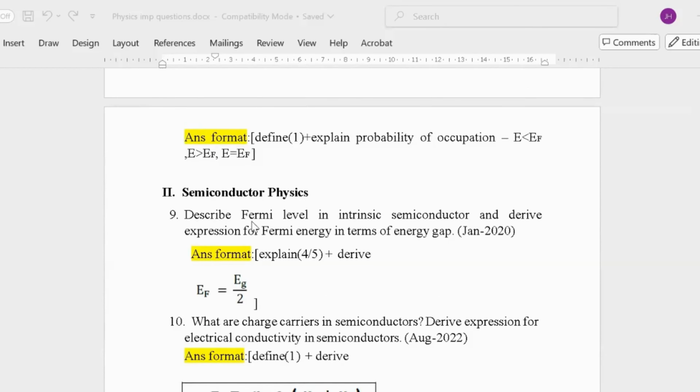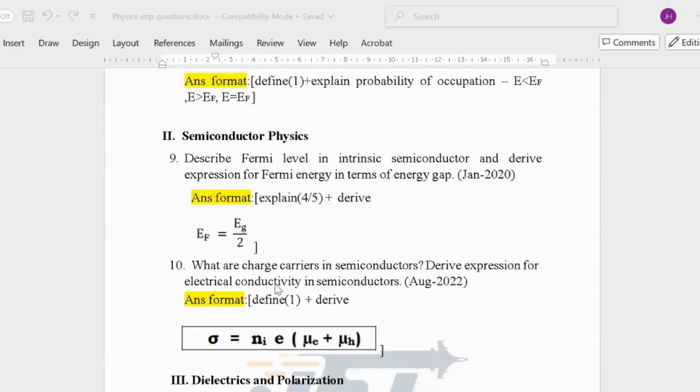Okay. Now describe Fermi level in intrinsic semiconductors and derive expression for Fermi energy in terms of energy gap. Now first you're going to explain it, which will be around 4 to 5 marks. Okay, then derive. What you're going to derive? E_F is equal to E_g by 2.